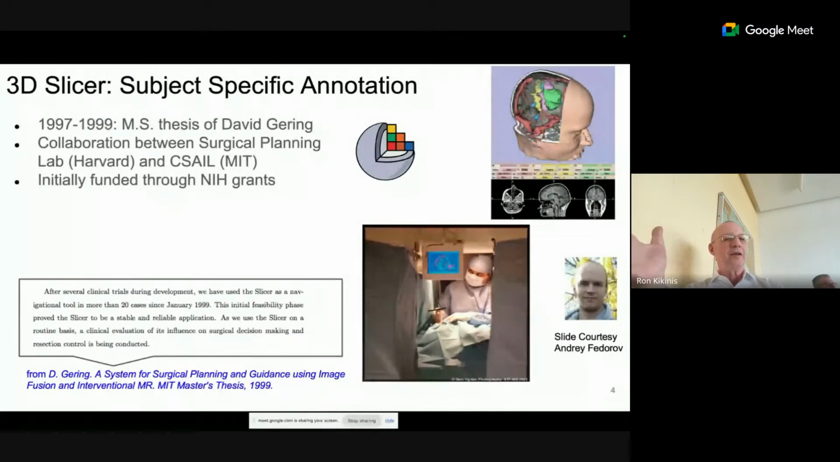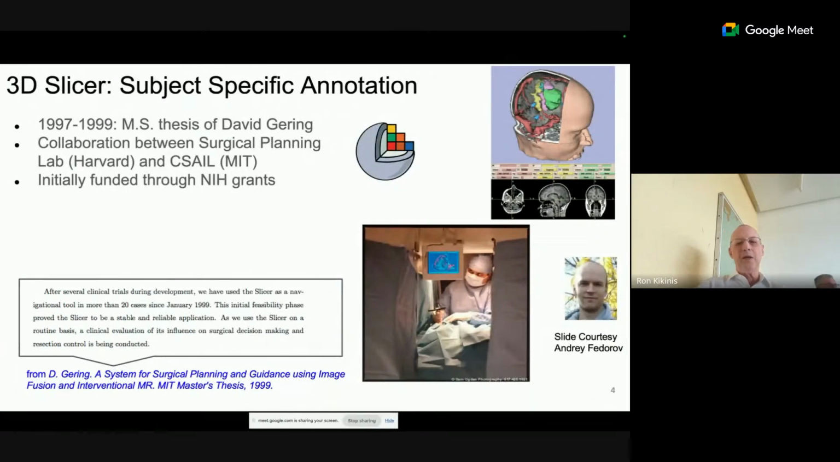Slicer is intended for research, not for clinical use, and it is focusing on subject-specific work. So if you want to run pipelines to do cohort comparisons, there are other tools. Or you could use some of the elements of the Slicer platform. But if you want to analyze the data for surgery tomorrow, then Slicer is your way to go.